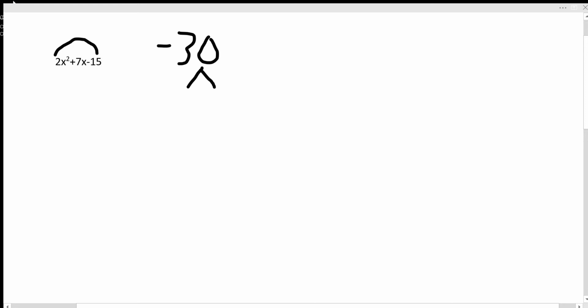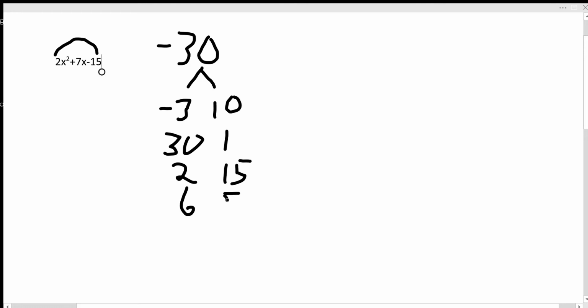So, what are two factors of negative 30 that add to be a positive 7? Well, it's pretty easy. We have a negative 3 and positive 10. Now, if you don't automatically see that pair, you can go through and write some of your factors of 30. You can do 30 and 1, 2 and 15, 6 and 5, and eventually you'll end up finding this pair.